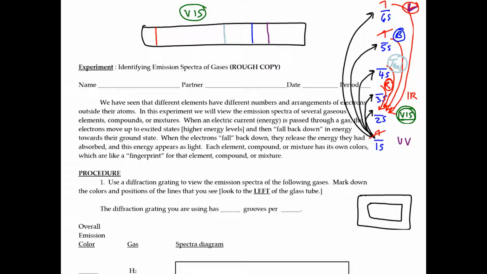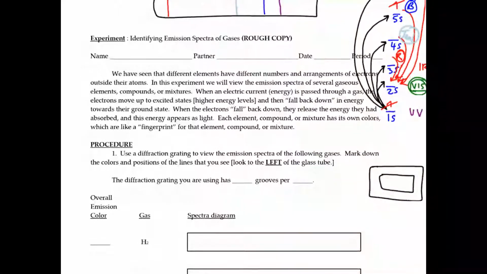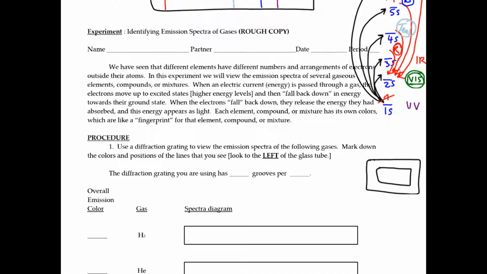Now, any other element is going to have a different situation going on here in terms of where the electrons are falling, and therefore they're going to have a different pattern, which is called an emission spectrum. It's almost like a fingerprint for that element. So when you're doing this lab and you go to hydrogen, you would see that the hydrogen is more like a pink color. So we'll just use this as pink. That would be the overall color that you see with your eye. And then you would draw the spectral diagram. So whatever we drew up here is going to go right there. That's going to be what you draw in your spectral diagram.